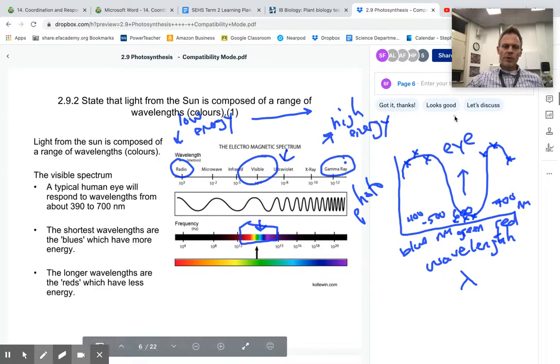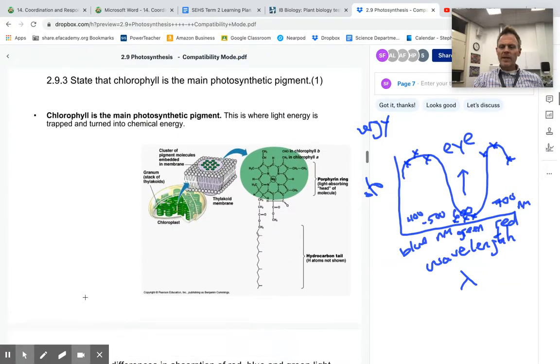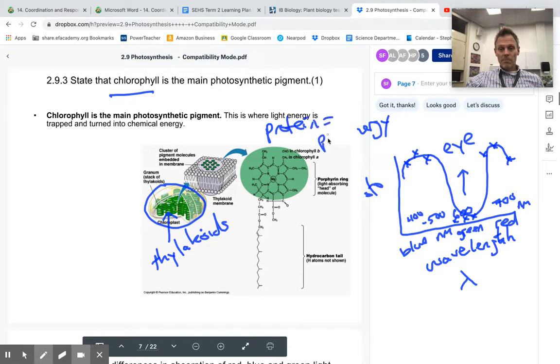Let's talk real quick about those pigments that do the absorbing. The very last assessment statement is simply stating that chlorophyll is our photosynthetic pigment. This is the thing that captures the wavelength. Picture our chloroplast here. Inside the chloroplast, these things are called thylakoids. SLs, you don't need to know about this. HLs, you do. On the membrane of the thylakoids are these proteins, or these pigments. When we say protein, that equals pigment. They're the same thing. They capture the sunlight.